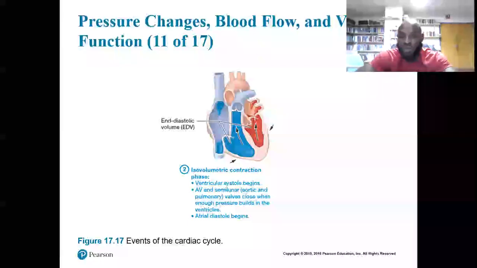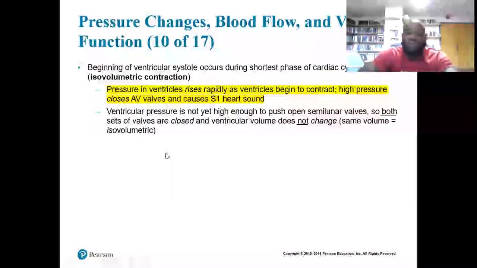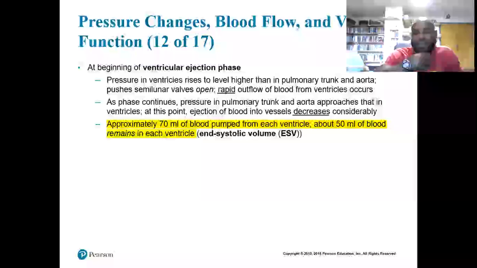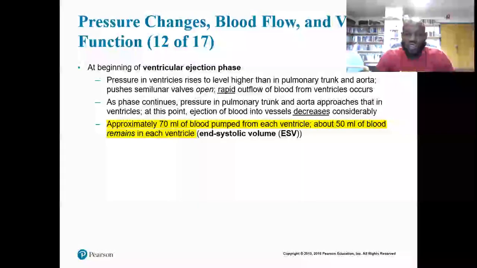All the valves are closed at this point. Pressure is not yet high enough to push open the semilunar valves. Okay, so that's your isovolumetric contraction. And then we have ejection. So at the beginning of the ventricular ejection phase, pressure in the ventricles rises higher than in the pulmonary trunk and the aorta.